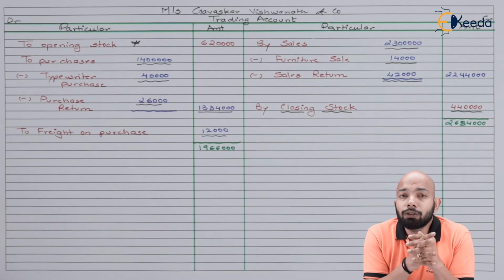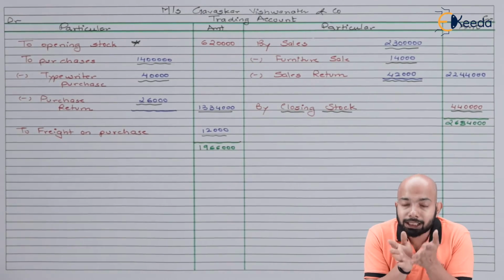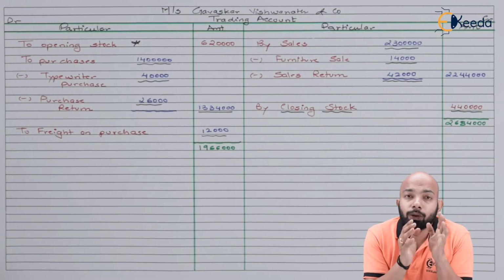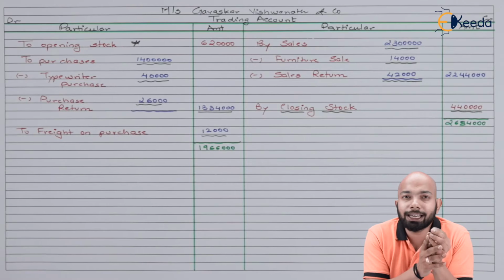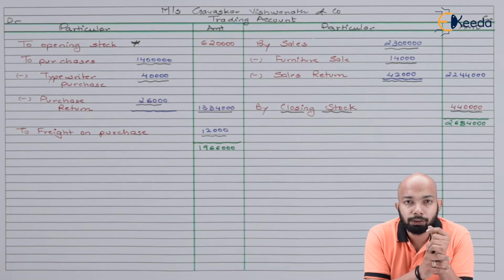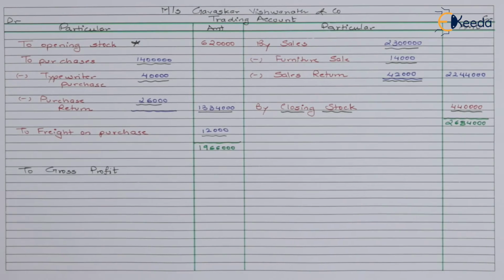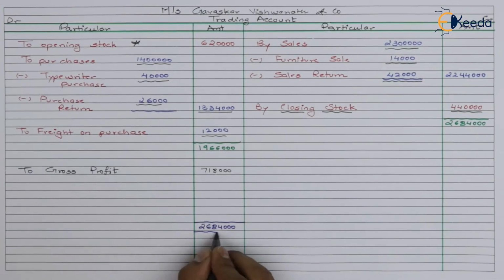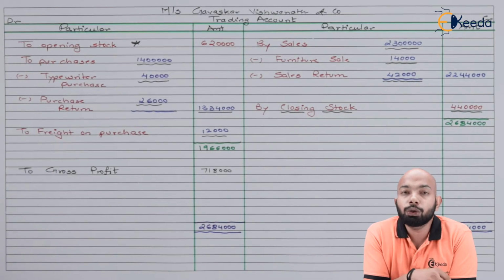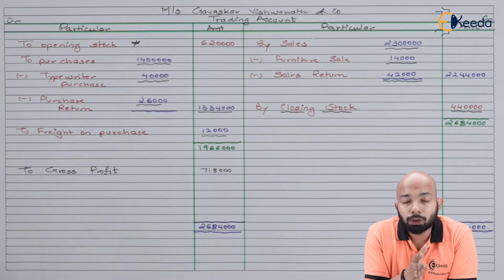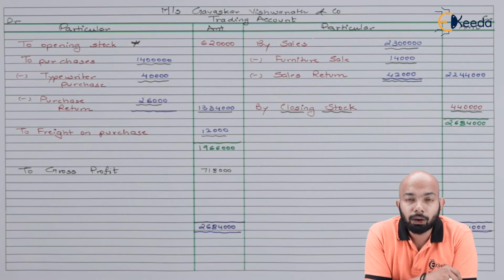Let's figure out how much gross profit we have to take into consideration. The tally of this trading account will be 26 lakh 84,000, out of which the interim balance of the debit side will be subtracted, and that will be the gross profit we are looking for. So the gross profit that we have figured out is 7,18,000. Now this will be moved to the profit and loss account, so let's prepare the profit and loss account now.